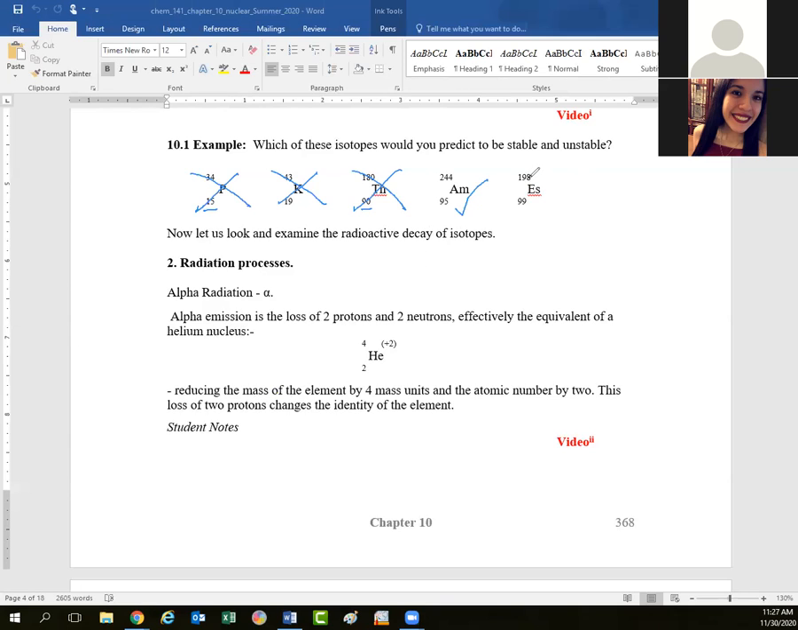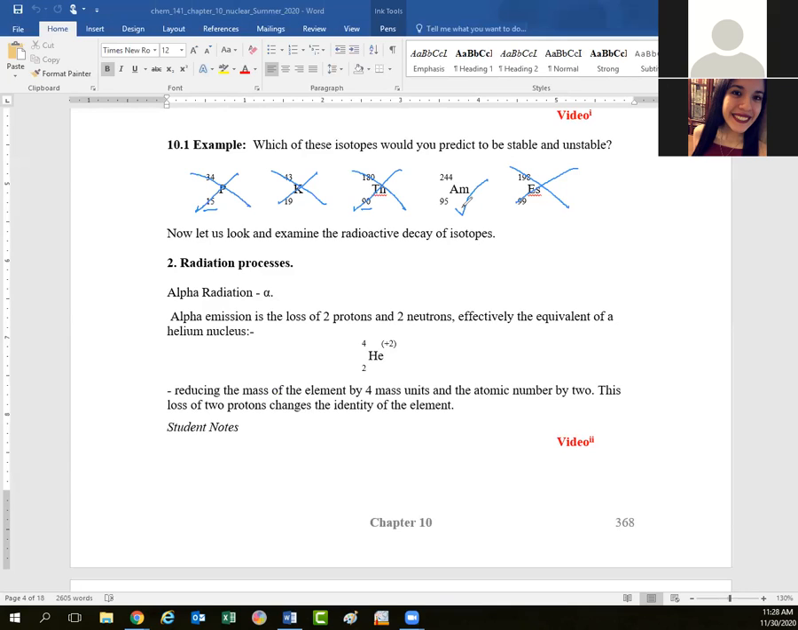Finally, Einsteinium, atomic number of 99, 99 protons, with a mass number of 198. Mass minus the atomic number gives the number of neutrons. That's an equal number of neutrons again. So that doesn't look like a stable isotope of Einsteinium, and therefore that's something that would be expected to radioactively decay.